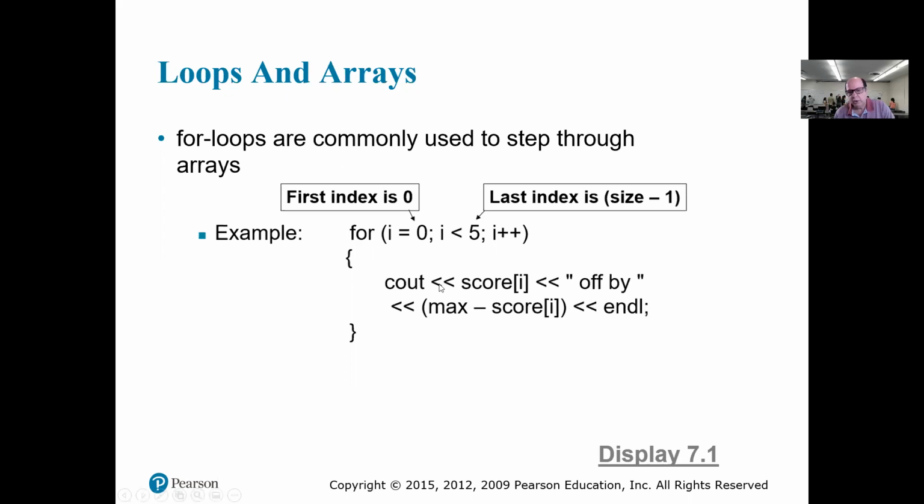And then we can go through it and do something. In this case, it is going to be printing the score I. So the first time around is going to be 0. Second is going to be 1, 2, 3, and 4. And then in this case it is deducting the score I from the maximum to basically know what's the distance between that one and the max. But the focus here is about the for loop, using it to go through arrays.